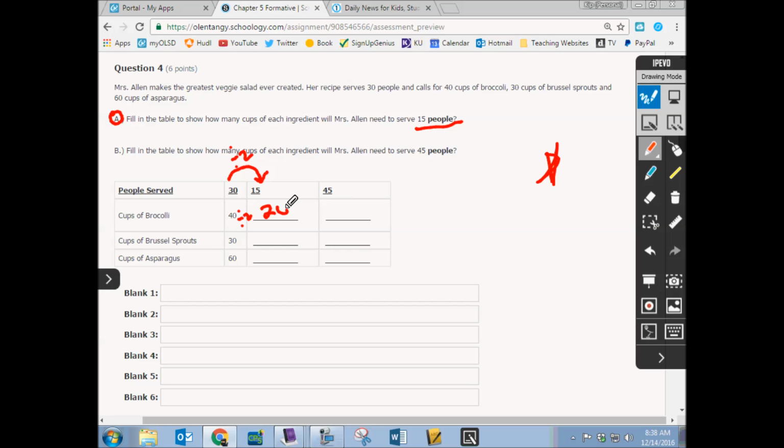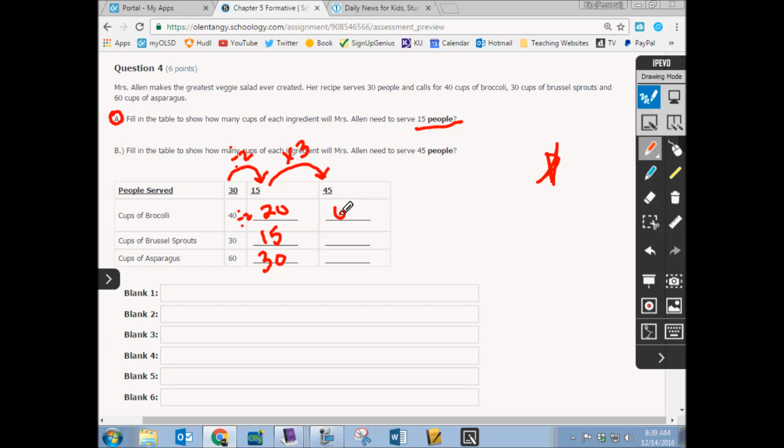So that means 20 cups of broccoli. That means 15 cups of Brussels sprouts. That means 30 cups of asparagus. Got it? What are we doing then to go from 15 to 45? Times 3. So then we do that to all of our ingredients.